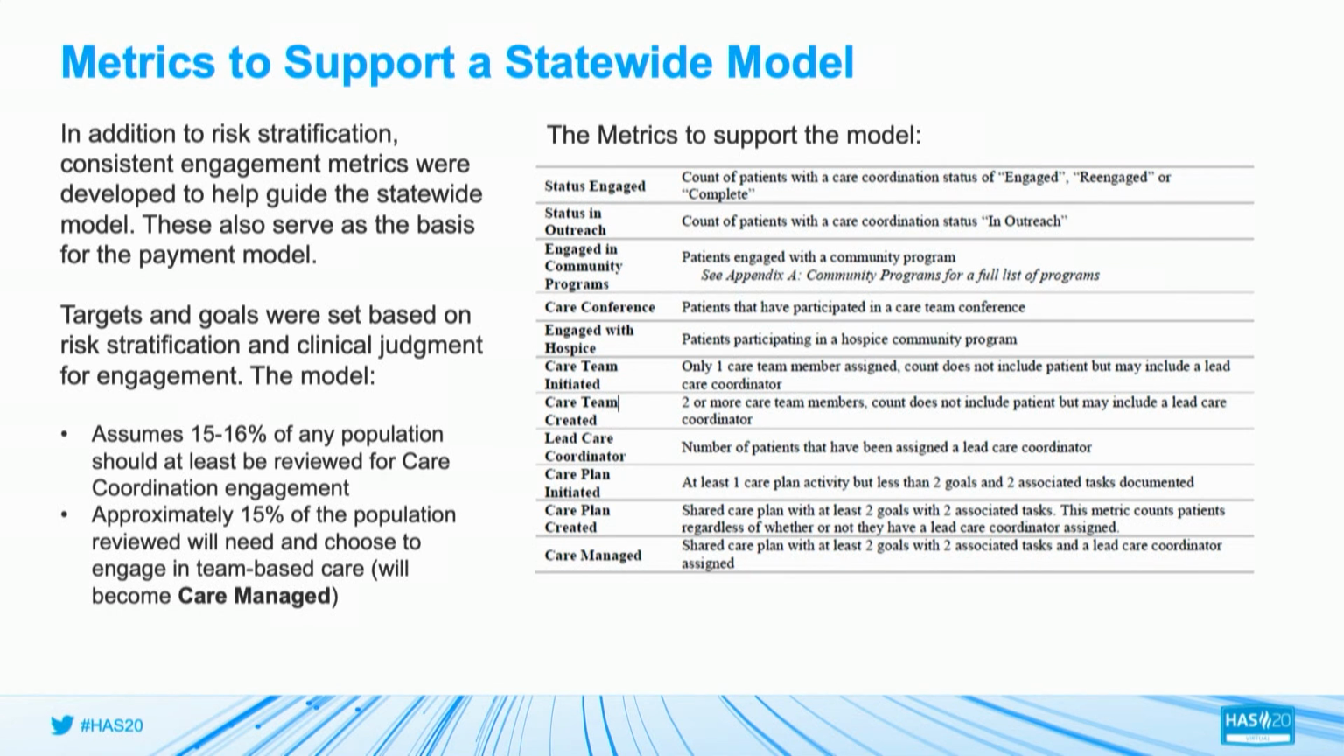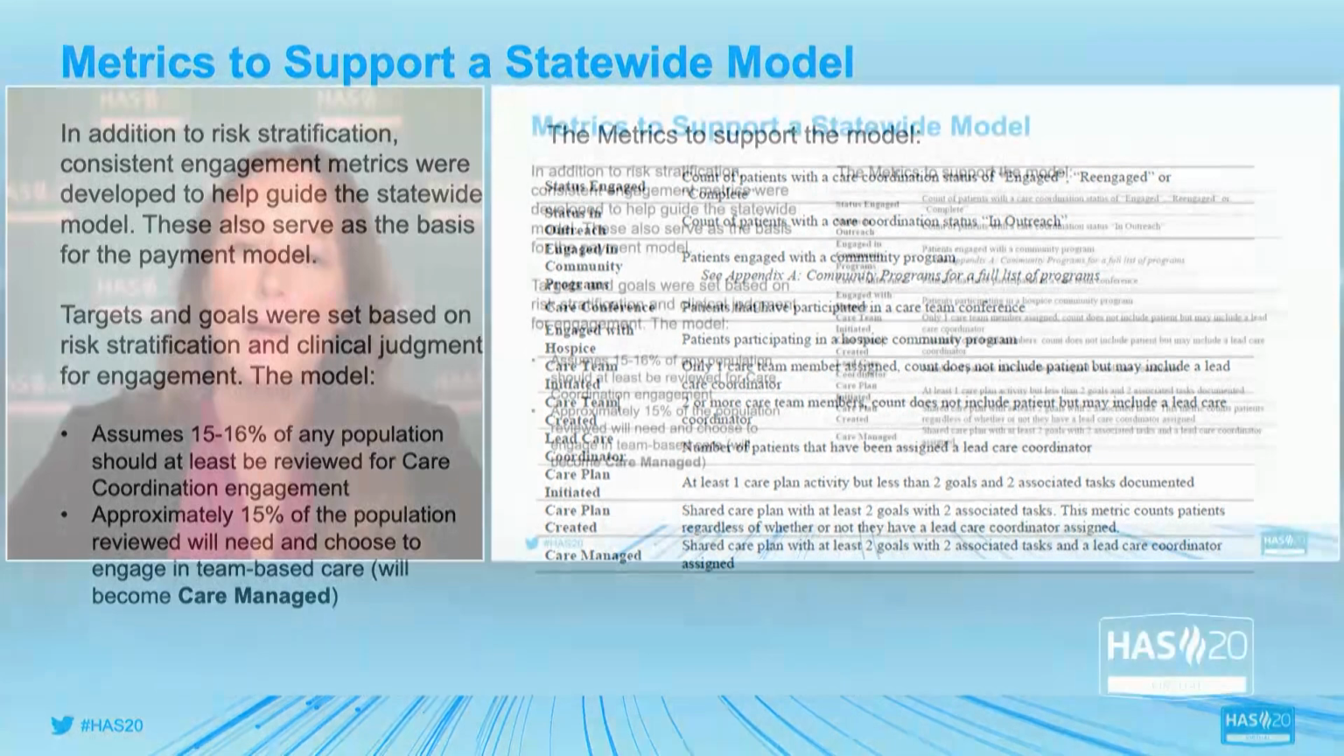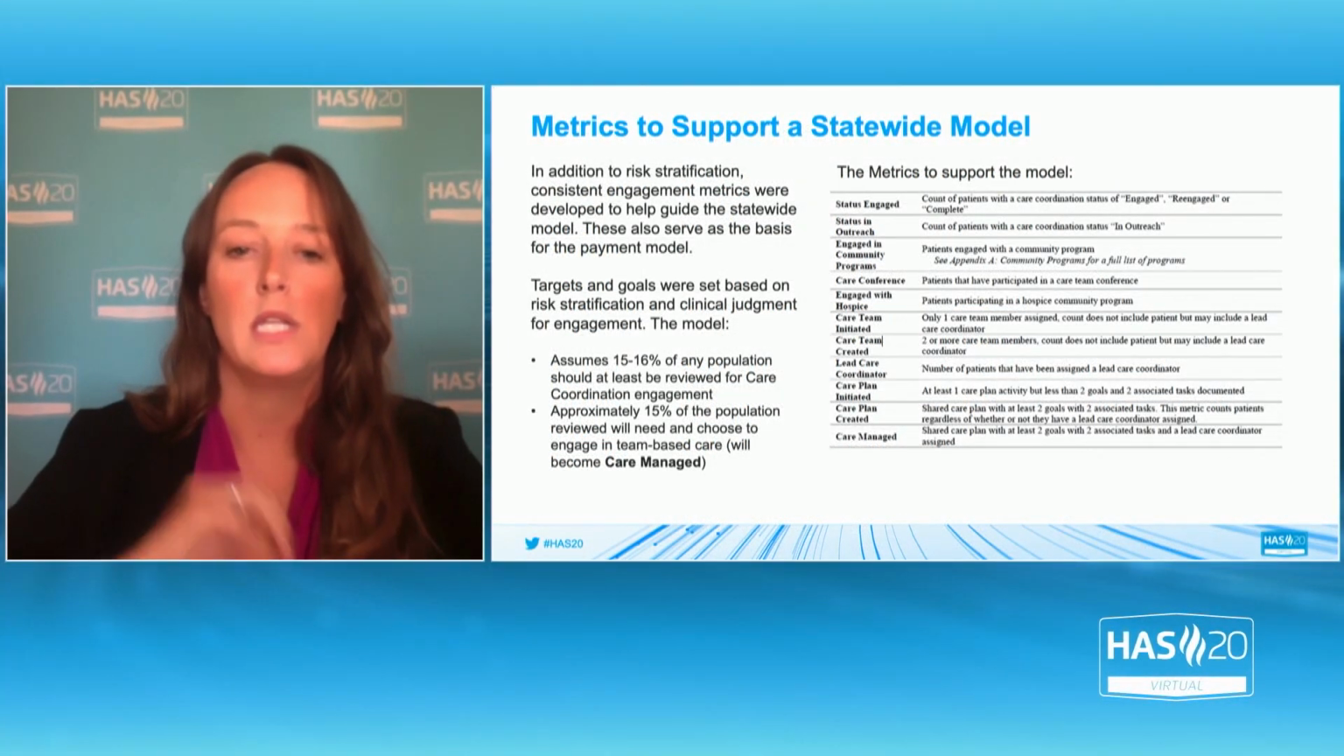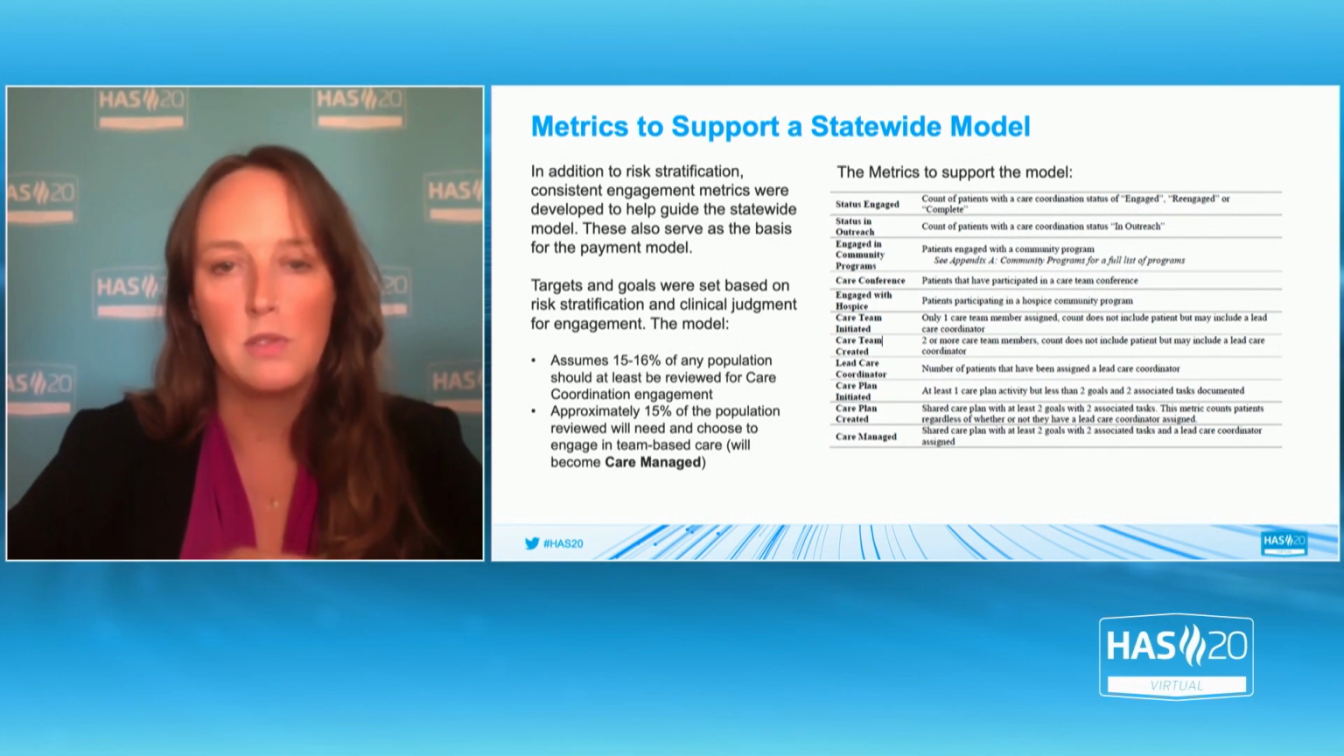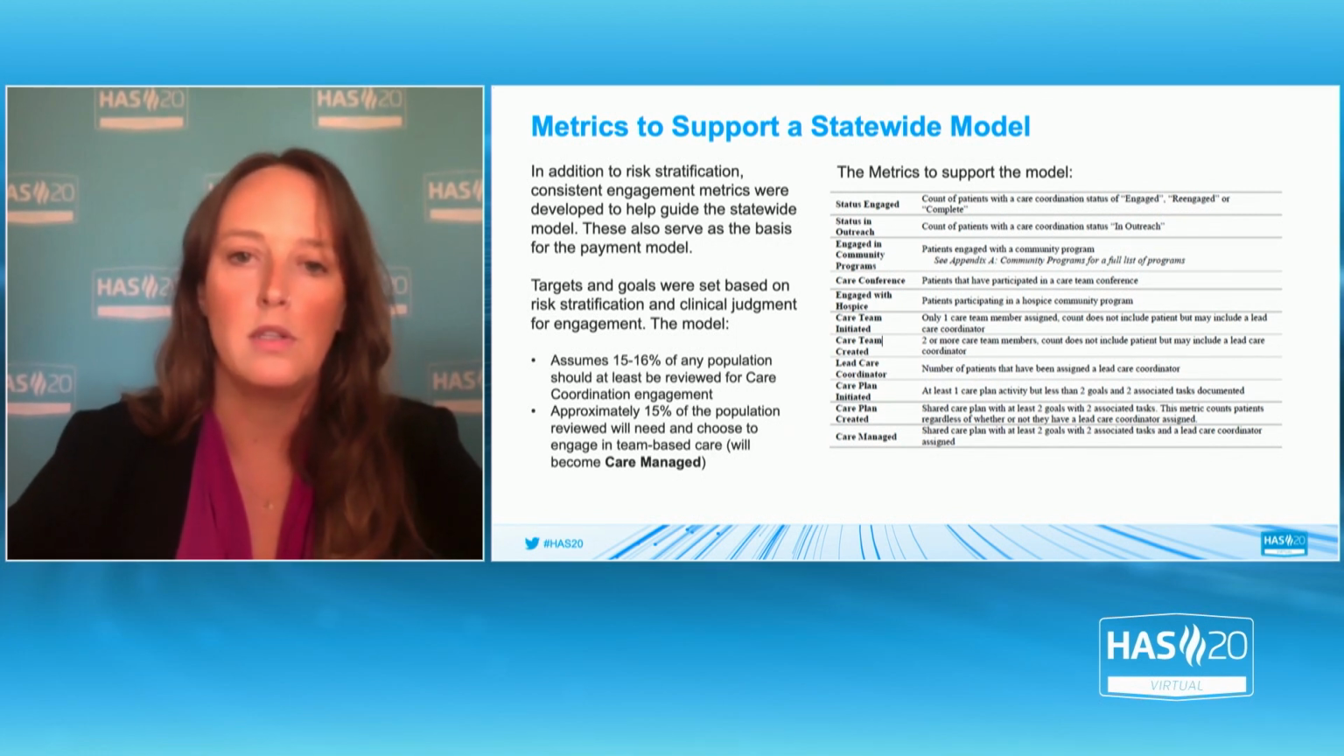It's also the underpinning of the payment model that we mentioned earlier. The targets and goals are set based on risk stratification and some clinical judgment. And this model assumes that highest risk, 15 to 16% that I mentioned, should all be reviewed for care management, and that about 15% of those will engage and benefit from care management. So those goals are all set within the tools as benchmarks for the organizations.